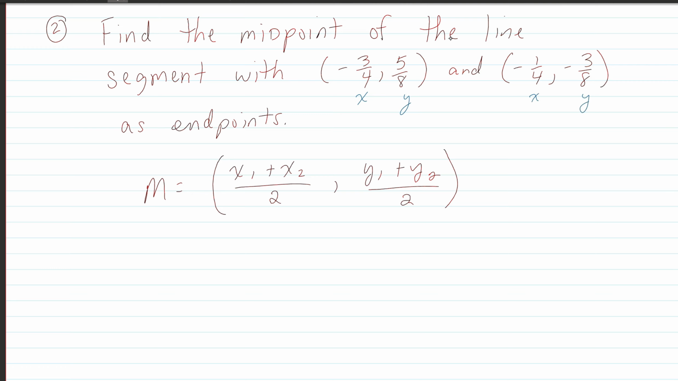Reading from left to right, I'll label these the sub 1s because they're the first ordered pair that I see. I'll label these the sub 2s because this is the second ordered pair that I see. Now I'll substitute into my formula. So my formula has x sub 1, which is -3/4, plus x sub 2, which is -1/4, all divided by 2. And then we have y sub 1, which is 5/8, plus y sub 2, so that's plus a -3/8, all over 2.